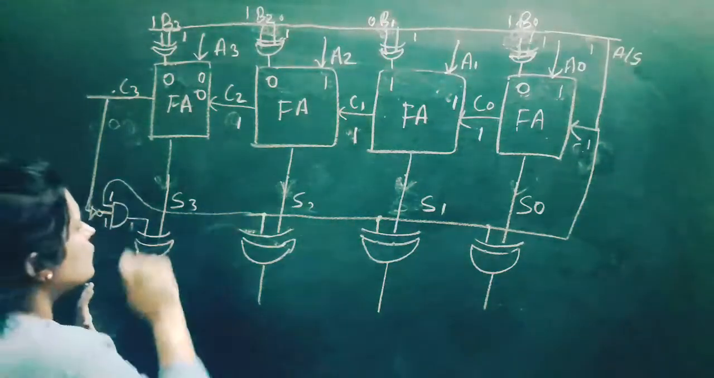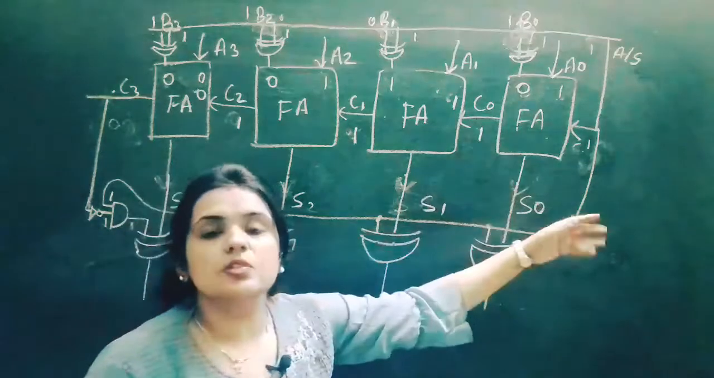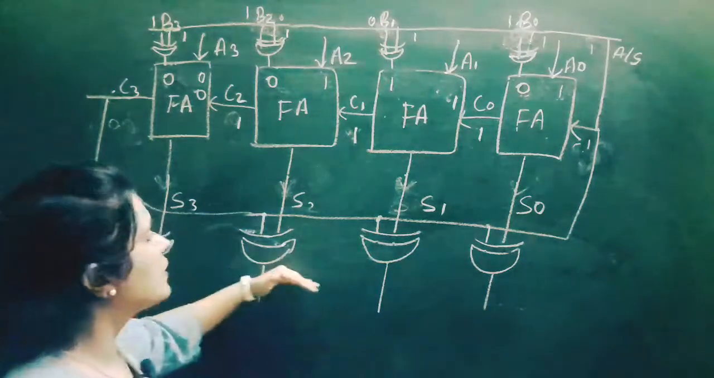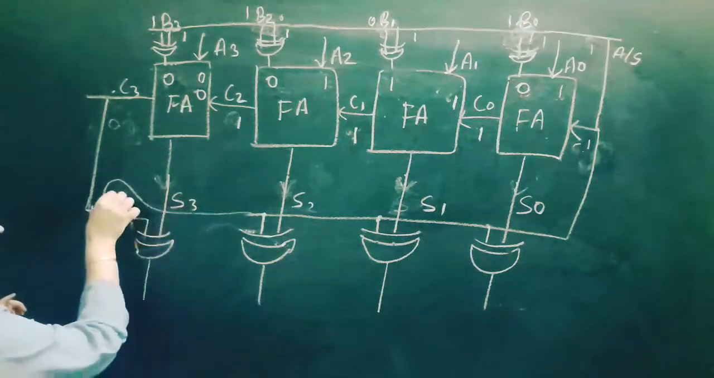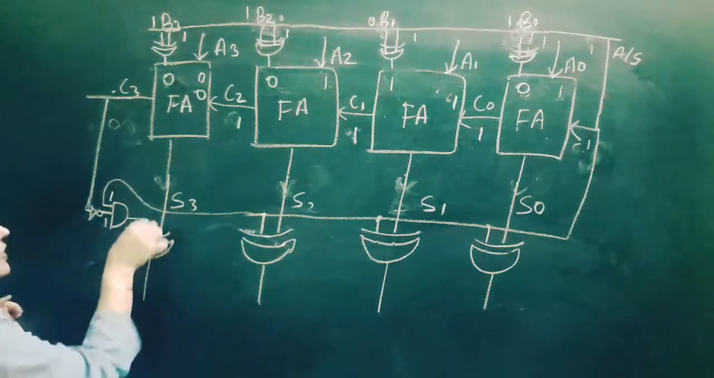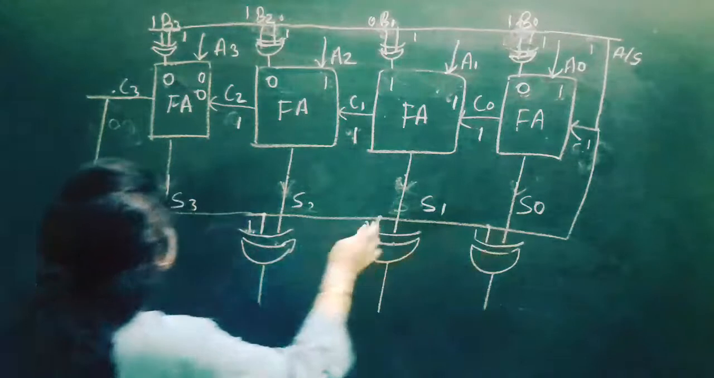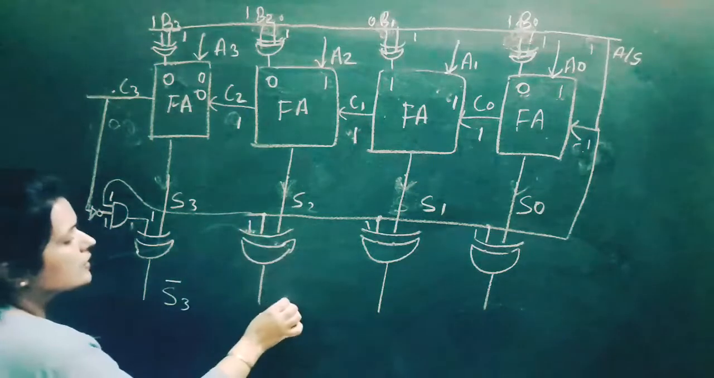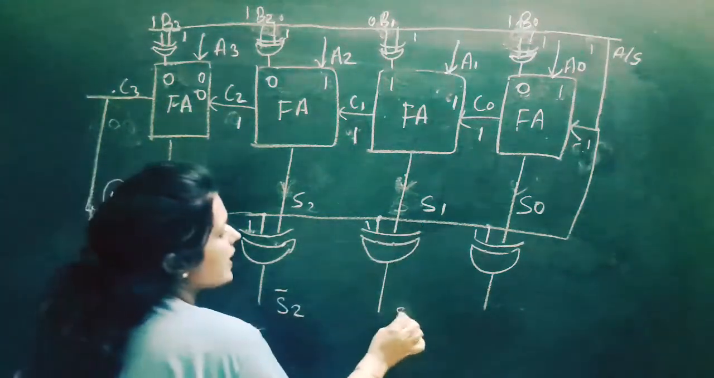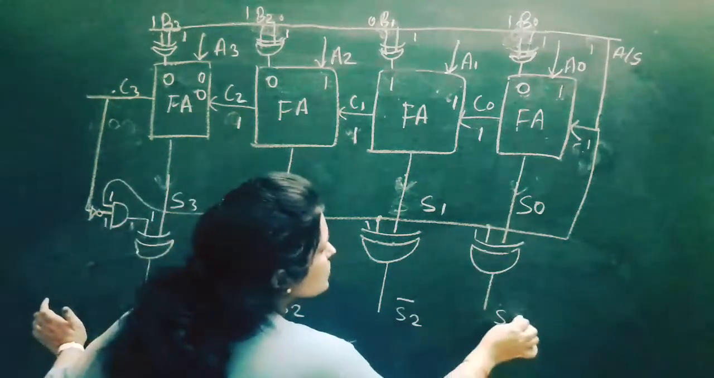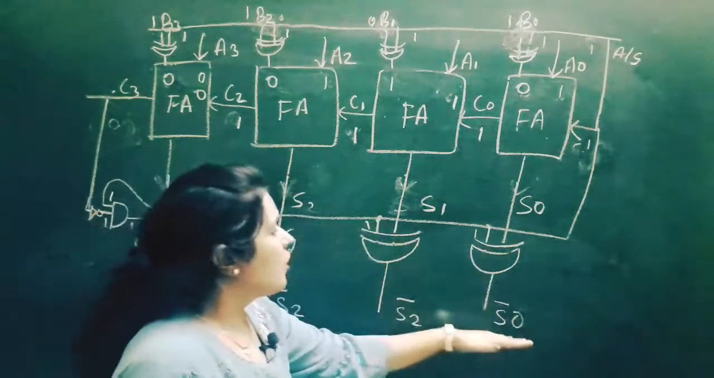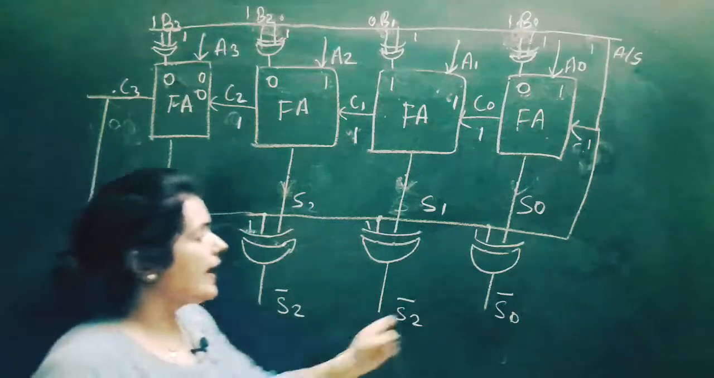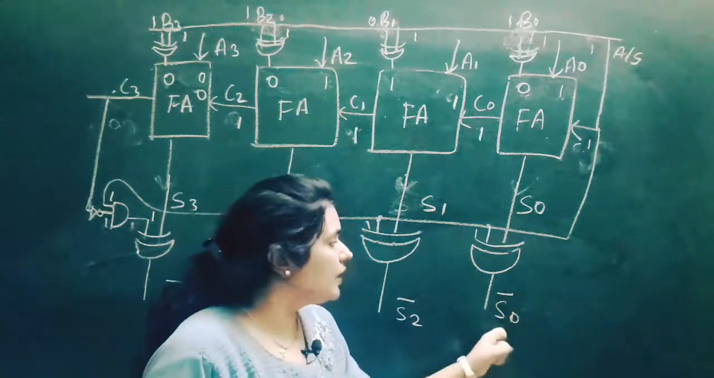Now the sum was S3, S2, S1 and S0. This was the result. And we want to complement the result, therefore again I have put the XOR gate here. So S3 XOR with 1 will give us S3's complement, this will give us S2's complement, this will give us S1's complement, and this will give us S0's complement. So we got the complement of the result. But for obtaining the 2's complement, this is just the 1's complement, we should add 1 to S0's complement.